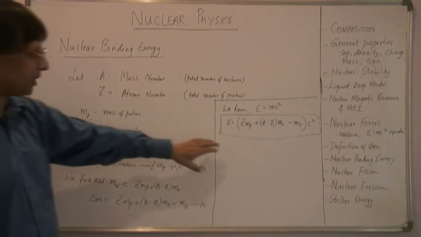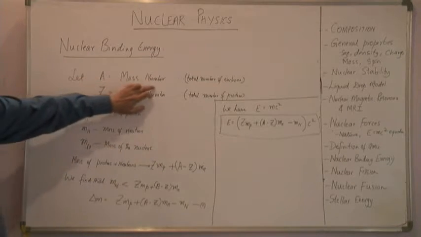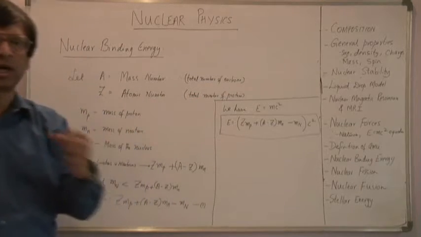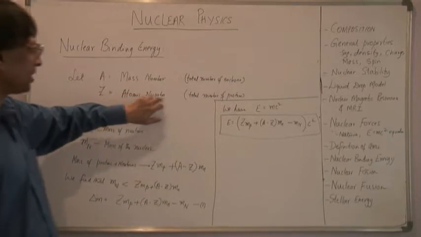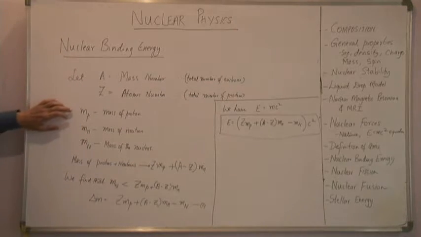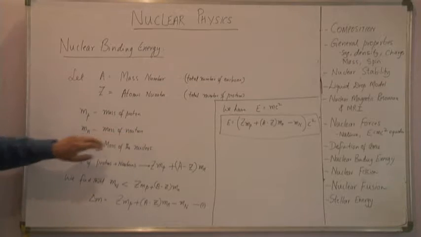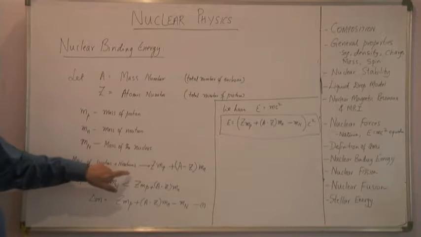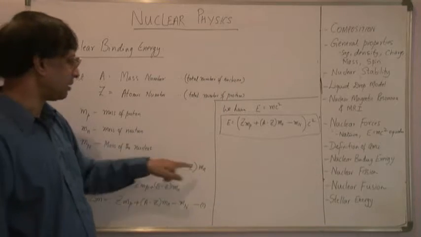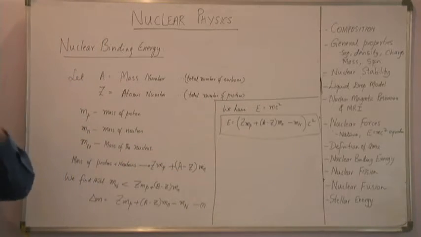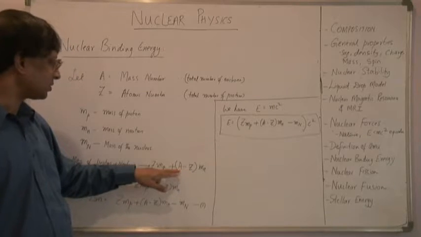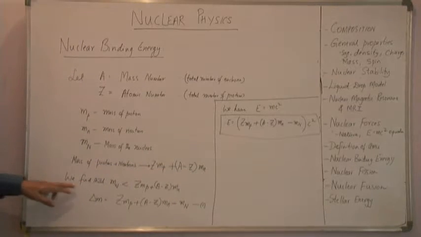Now here's a derivation of the binding energy. We started out by saying that A is the mass number of the nucleus. A is the mass number, and incidentally A also represents the total number of nucleons. And now Z is the atomic number, which also represents the number of protons. We assume that Mp is the mass of proton, Mn is the mass of neutron, and capital M is the mass of the nucleus. Now the mass of protons plus neutrons taken individually is Z Mp plus (A minus Z) into Mn. It is because A is the mass number, and Z is the atomic number, so A minus Z gives the number of neutrons. And now we find that M is always less than the sum of the individual masses of the nucleons.